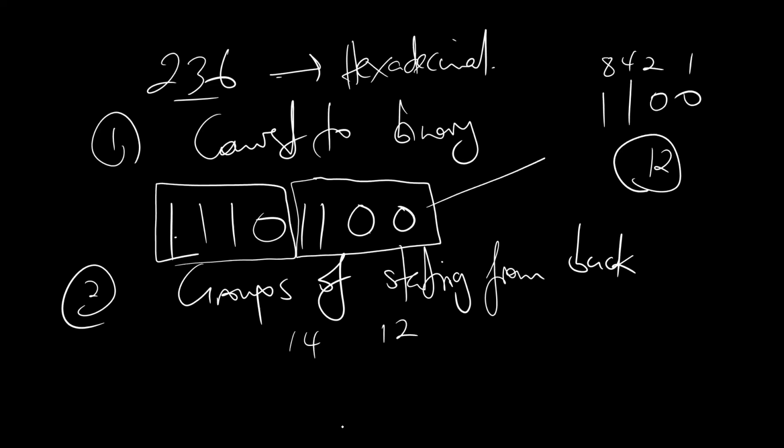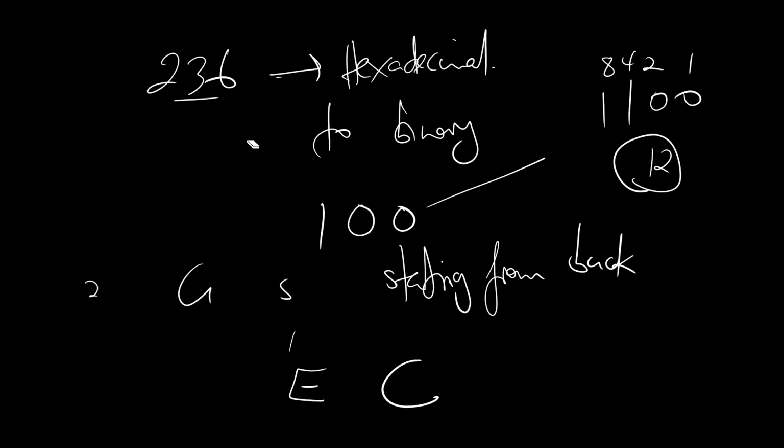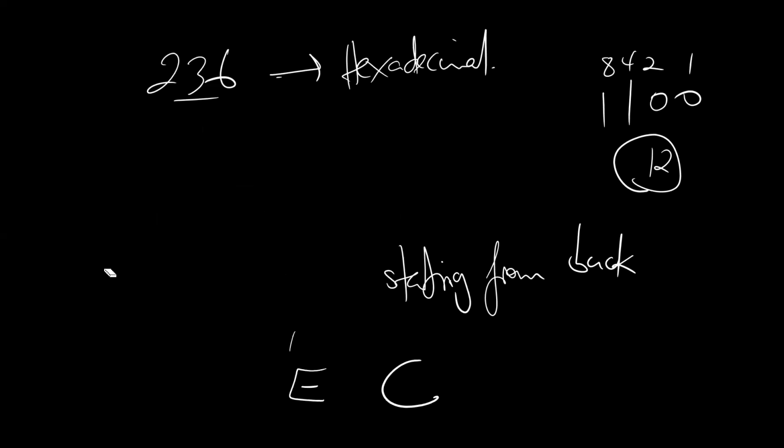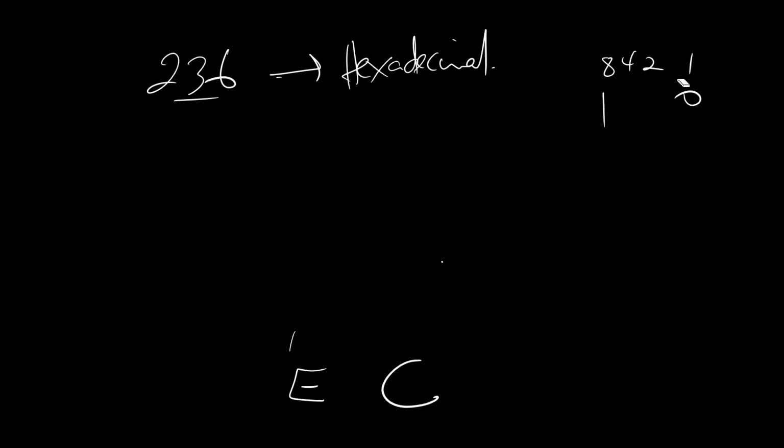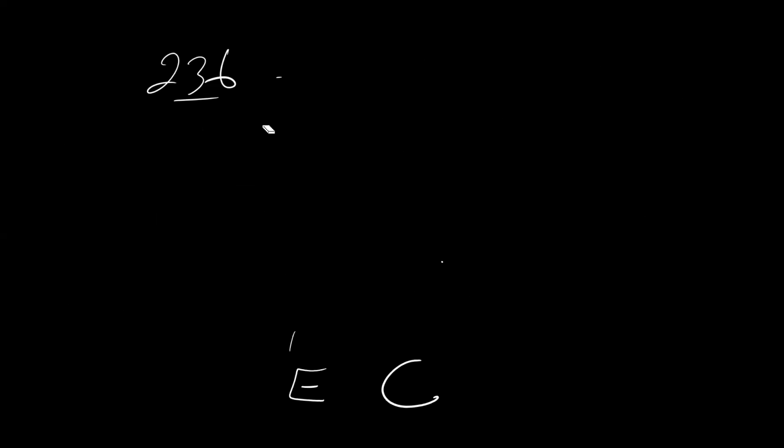0 to 9 is the same as decimal. 10 is A. 11 is B. 12 is C. 13 is D. 14 is E. And 15 is F. So this number here, 236 in hexadecimal, is represented as EC. That's how you convert from a decimal number to a hexadecimal number.